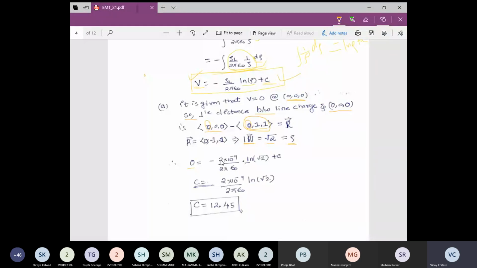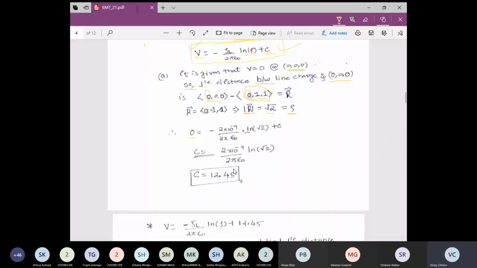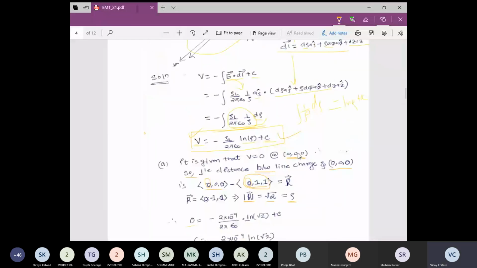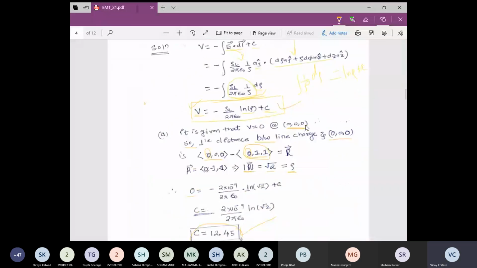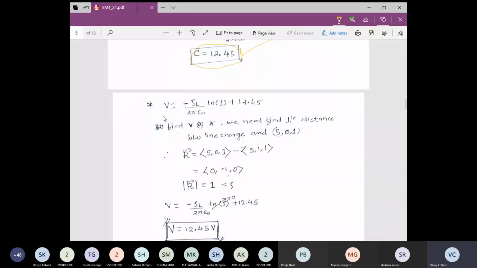The potential for this particular point is 0, so 0 equals minus rho_L over 2 pi epsilon times ln √2 plus c. You can see that the c value will be 12.45. So this information is useful to find the value of c. But the actual thing we need to find is the potential at point A. So we take this expression, V equal to minus rho_L by 2 pi epsilon ln rho plus c, and we now know c is 12.45.